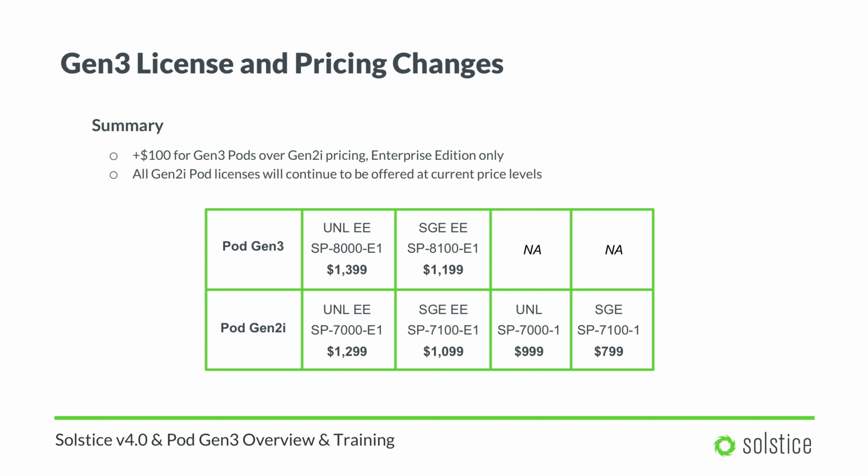Here's a chart that shows the pricing change with Gen 3. I'm going to be really transparent here. Some people think we're insane that the price only went up by $100 when we've added 3 very sophisticated hardware features to the box that you're getting for that.